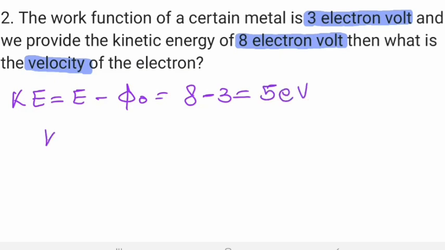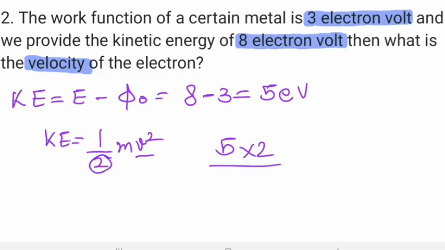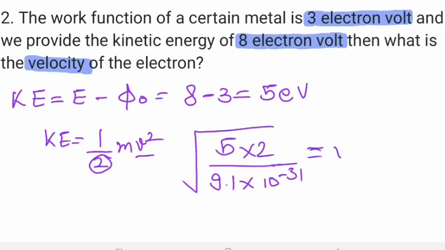Now put this in the equation: KE equals half m v square. When we have to find the velocity, we put the value of KE, that is 5, and this 2 will go over there, multiplied by 2, upon the electron mass, which is 9.1 into 10 to the power minus 31 kg. And since this velocity is squared, we will take the square root. We will get the velocity of the emitted electron.